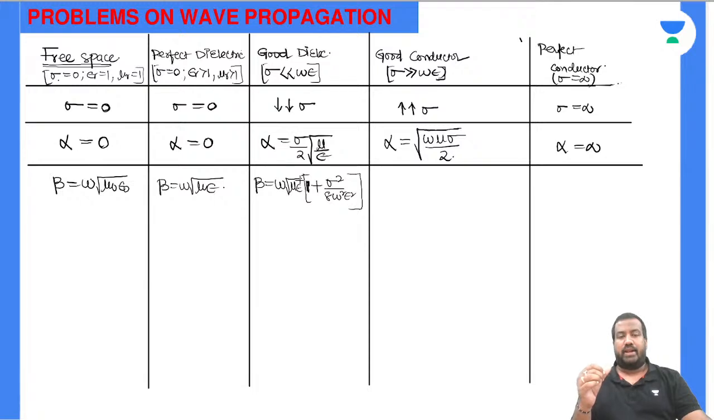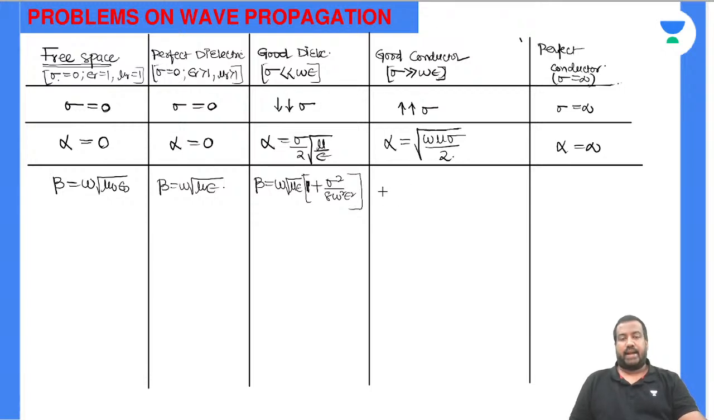Beta is equal to omega into under root of mu epsilon plus omega into under root mu epsilon into sigma square by 8 omega square epsilon square. So as sigma is increasing, what is happening to beta? It is slightly increasing more than omega into under root mu epsilon. Here it is least value, here it has increased, here it has still increased based on the value of sigma.